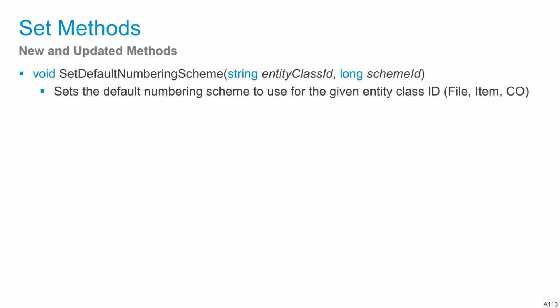Next, we have our set methods. So we can also now set a default numbering scheme per entity class ID. And as a small note, the file entity class is one of the classes that can have no default set, but right now it's the only one that supports that.